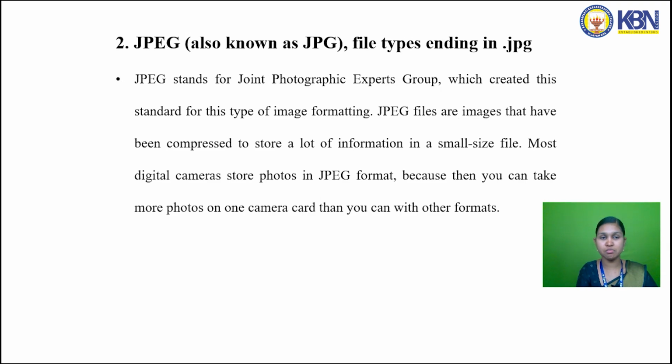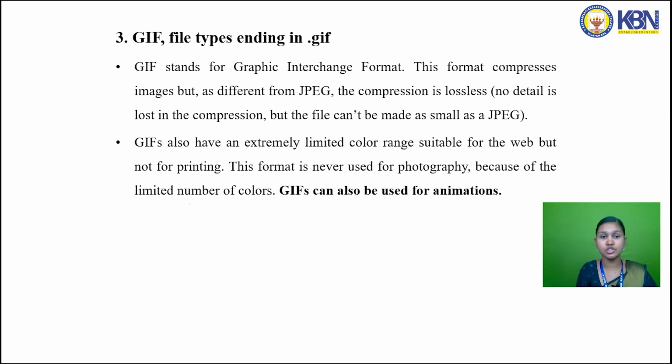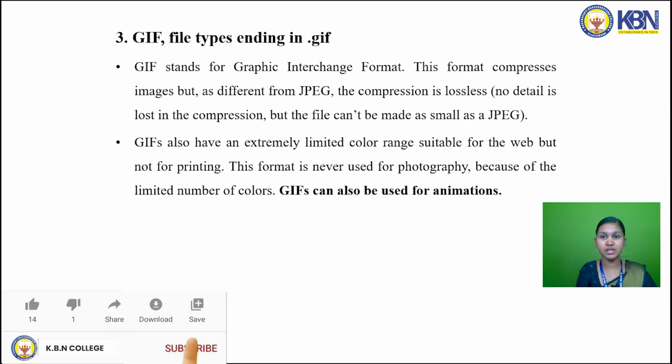Now JPG means Joint Photographic Experts Group. There is a lot of information but your image is a small size. The camera stores photos in JPG format only. Recently, whenever you access your phone camera, by default the image will be given the JPG extension.